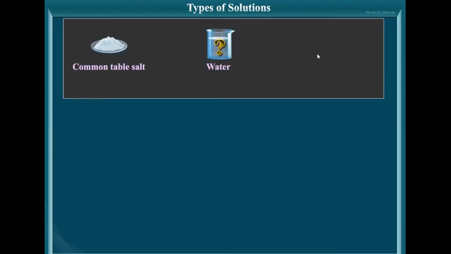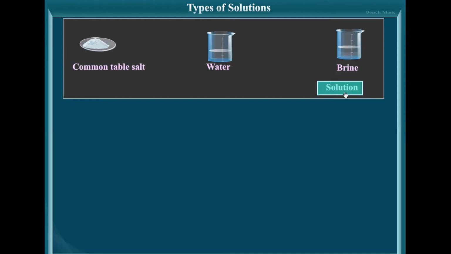Now let us start with an activity first. Here in this diagram, we can see common table salt, water, and a beaker. Into the beaker, we are adding water first. Next, we add common salt, which is very easy and common to us. Stirring the solution gives what is called brine. That is, concentrated sodium chloride solution is called brine. And this is called a solution.